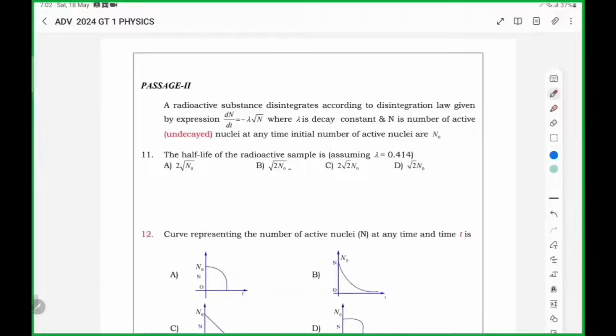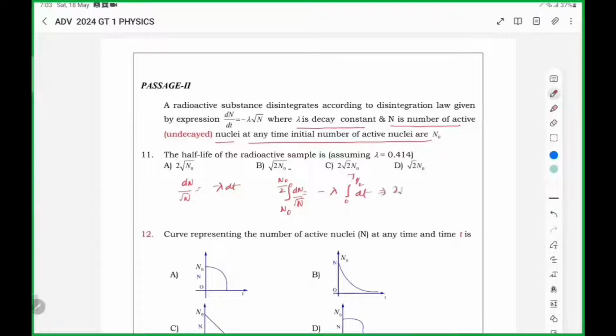The radioactive substance disintegrates according to the disintegration law. So dN by root N is minus lambda dt. Lambda is the decay constant. N is the number of active nuclei at any time. Initially it is N0. Half-life means the number of nuclei becomes half of the initial N0. So dN by root N is equal to minus lambda dt, where the time taken to become half of the nuclei is T half.